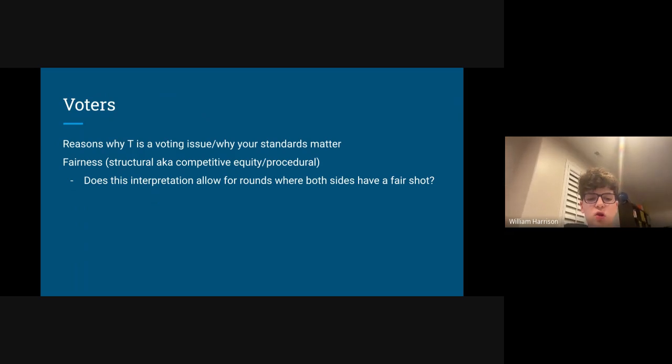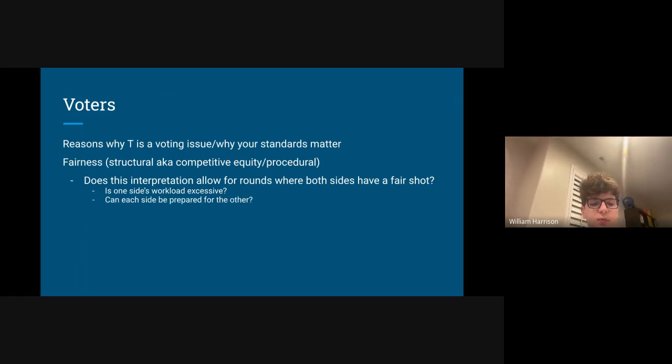So fairness is essentially a question of, does this interpretation allow for rounds where both sides have a fair shot? Is one side's workload excessive? Can each side be prepared for the other? These are the sorts of questions that get at fairness concerns.